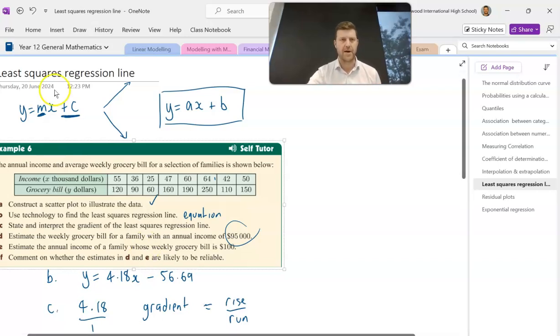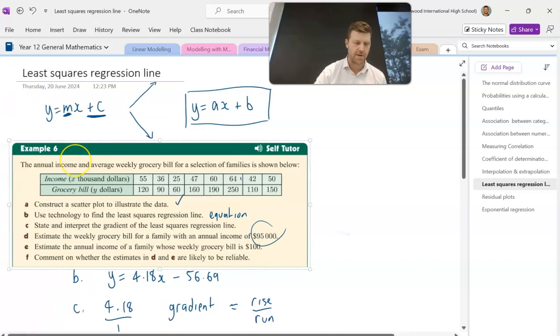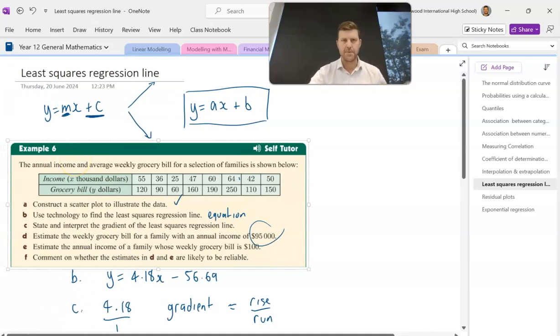Hopefully that helps a little bit about the least squares regression line method and how to do that. It's basically a line of best fit through the graphics calculator.